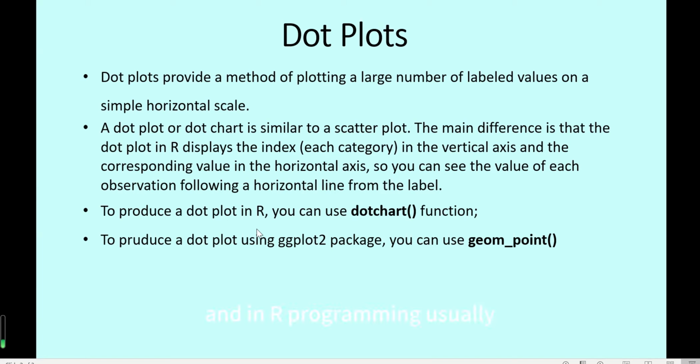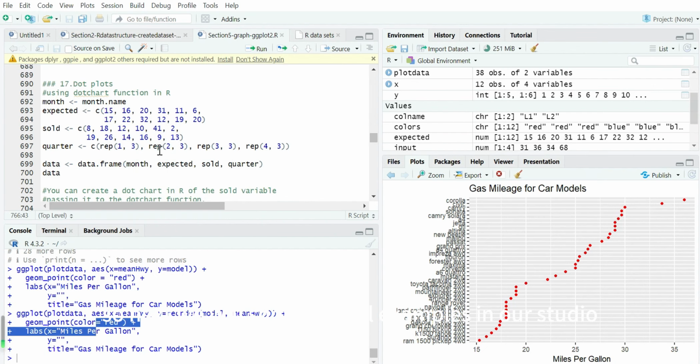And in R programming, usually you can use the dotchart function to plot different dot plots. You can also use the ggplot function in the ggplot2 package to plot dot plots. So next we will show several examples in RStudio.